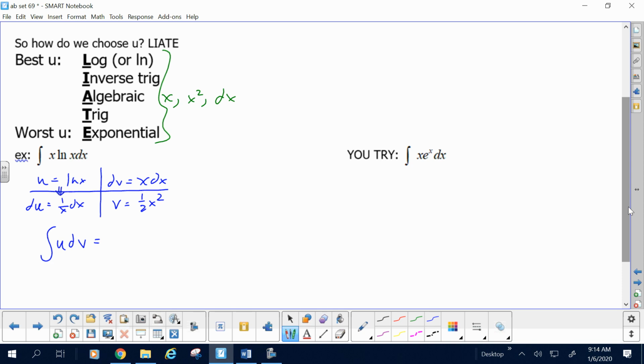Now, the formula we said is uv minus the integral of v du, and you sub in for the four components. So uv, what is it? Natural log of x times 1/2 x squared. You can write that with the 1/2 up front if you want. Minus the integral of v du, and that's 1/2 x squared and 1/x dx.